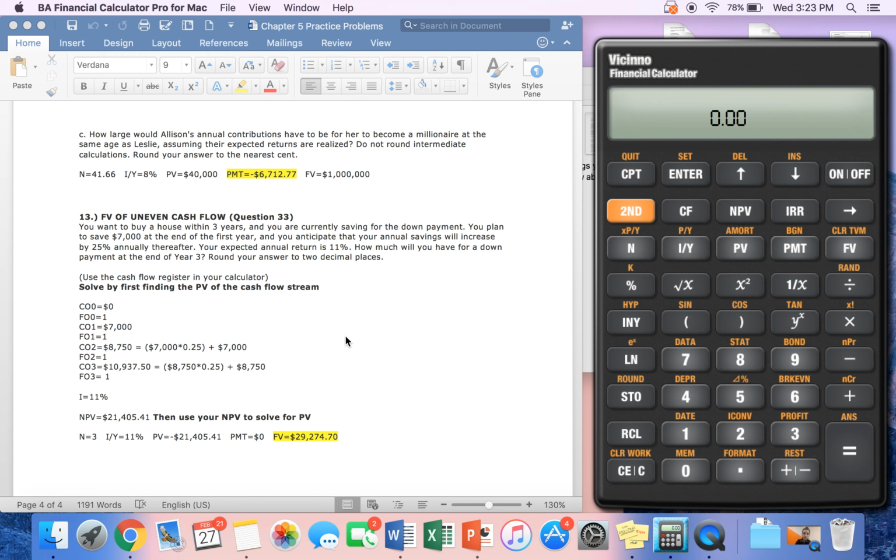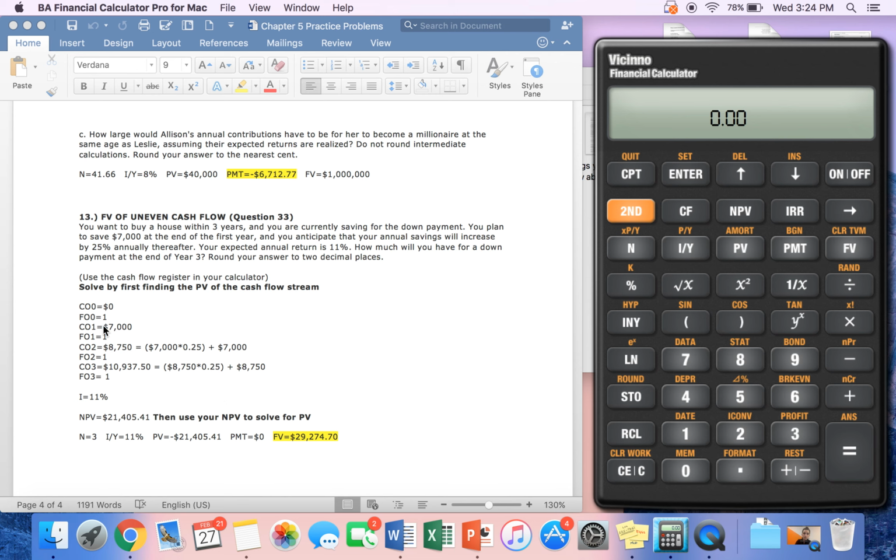So your expected return is 11%. How much are you going to have for a down payment at the end of year 3? So there's about 3 steps to this question. So the first part, you need to use your cash flow register. So remember when we talked about the annuity stream before? To find your future value, you have to find your present value first, okay? So we need to find the present value of this cash flow stream.